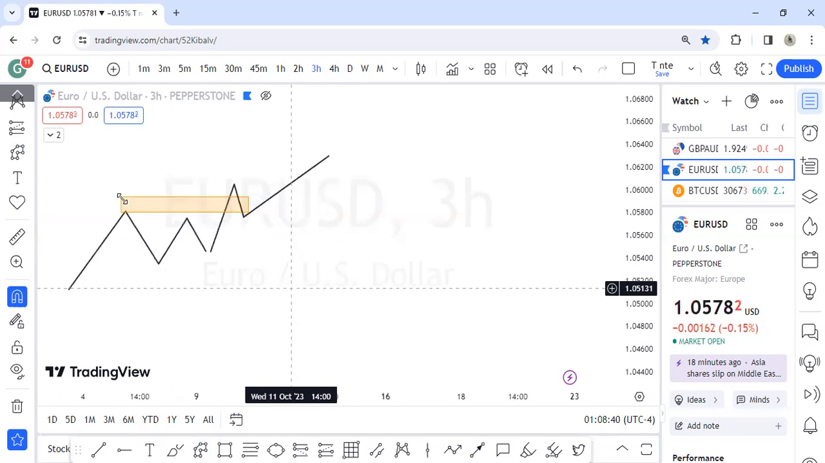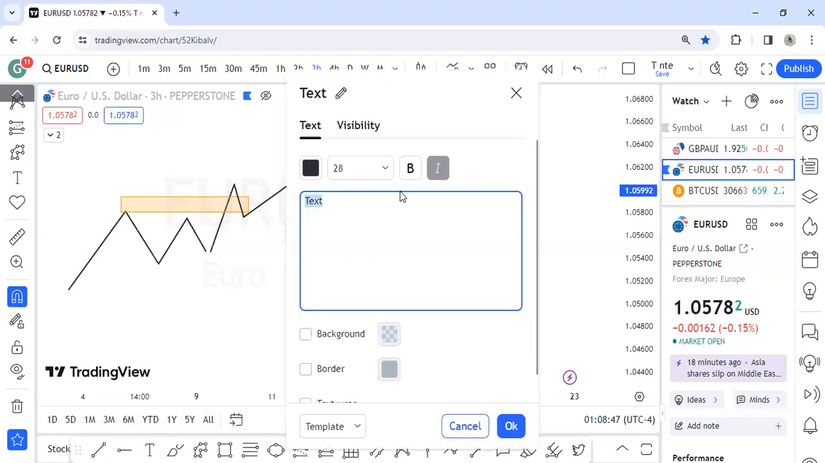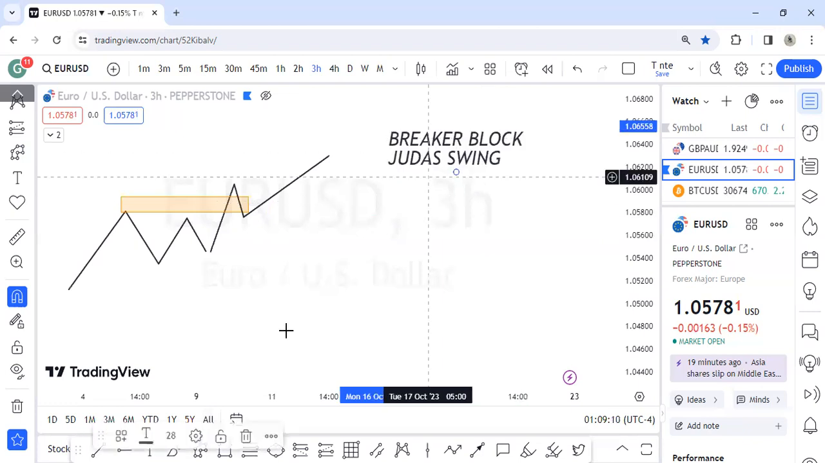Breaker blocks are basically characterized by a Judas swing. So you have to understand what a Judas swing is. The key element of a breaker block is the Judas swing. You must see a Judas swing, a false run. This is a key element of it. So what do I mean?